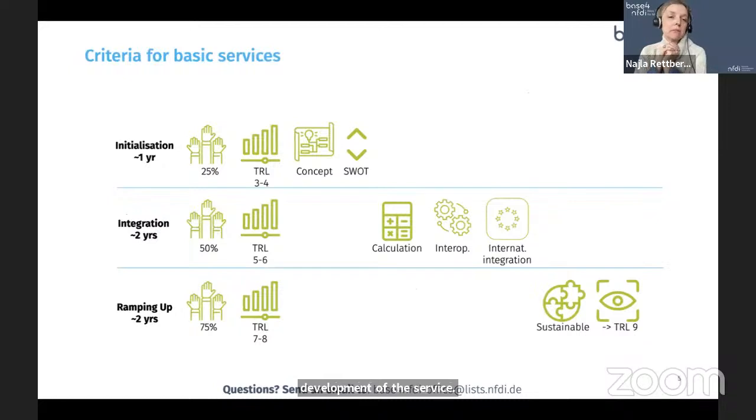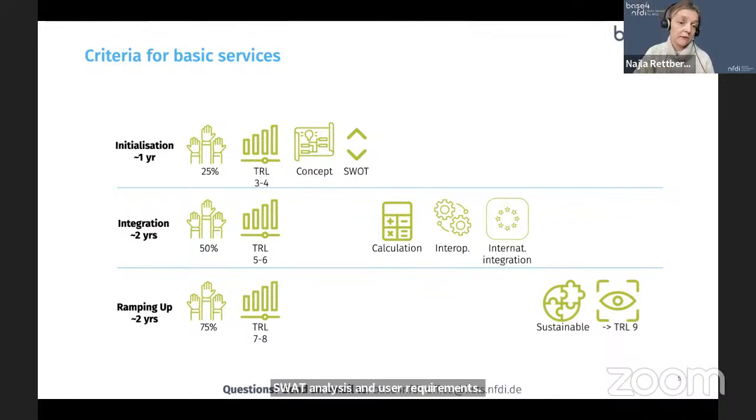Just quickly, because I think it's important to understand the levels of buy-in over this 3-stage service. The hands there you can see represent the consortia. In the first initialization stage, only 25% of the consortia have to vote for having this initialization for 1 year of a particular service. And what will be carried out is realizing the concept of the service, carrying out a SWOT analysis and user requirements. Integration is longer.